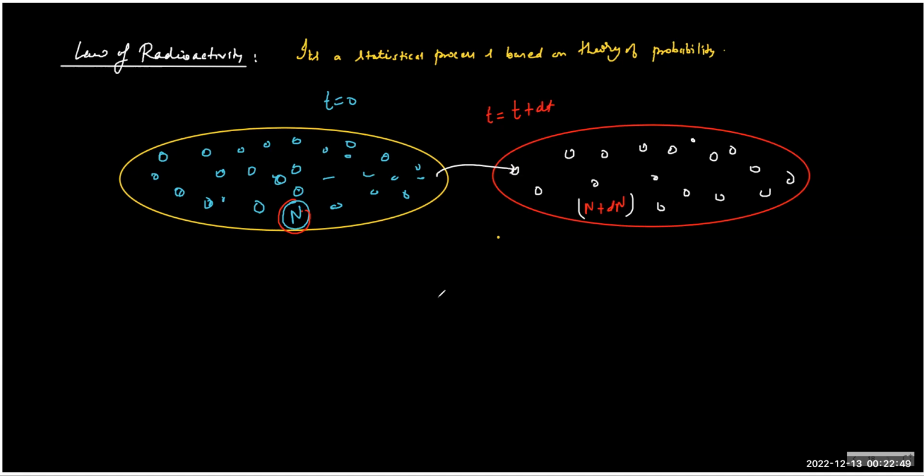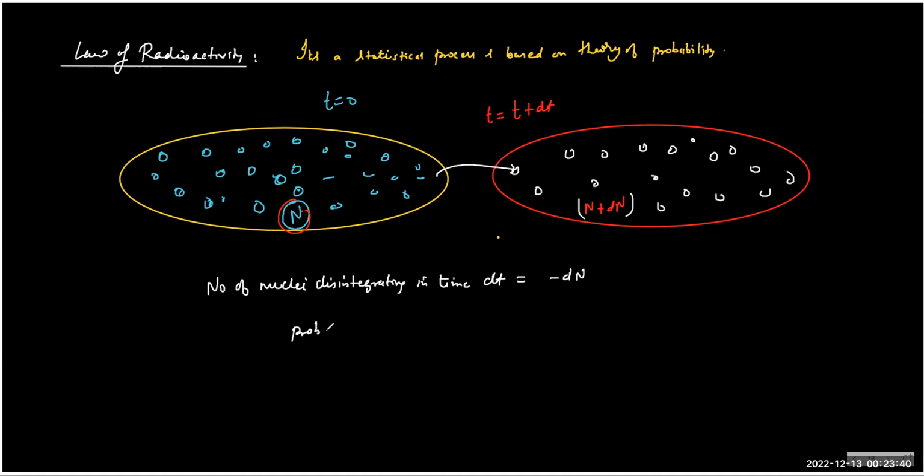So how many nuclei have disintegrated in the time dt? Number of nuclei disintegrated in the time dt is minus dN, because the next value is going to be smaller, so dN is going to be negative for sure. We put a minus to make it positive. So the number of nuclei disintegrating in time dt is minus dN.